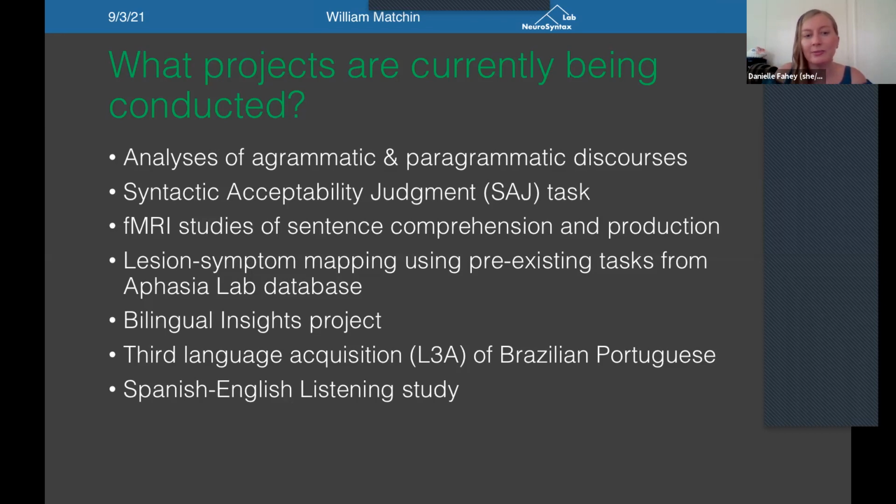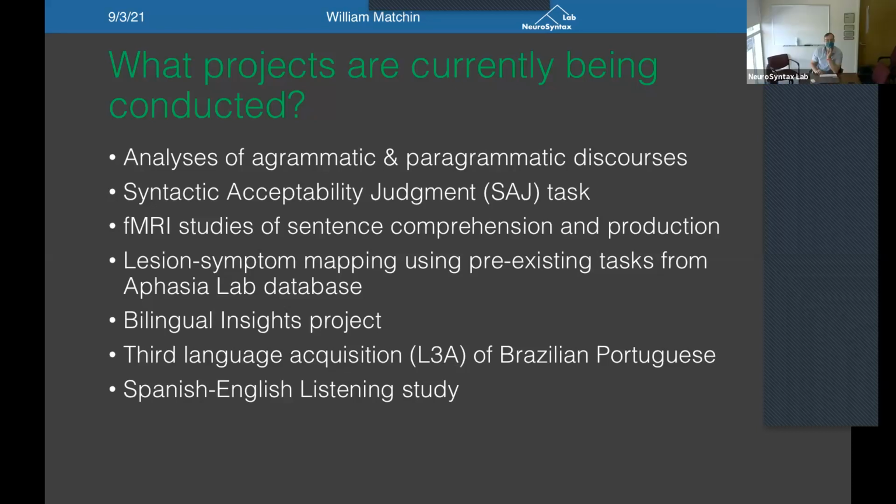And then finally, the Spanish English listening study is kind of related to both of those things in terms of what it's looking at. It's got cognates that overlap at differing levels of pronunciation and grammar between Spanish and English. So people listen to those in the tasks. And those last 2 projects that I was just mentioning are already set up. There is some data already, but we're continuing to recruit people and run subjects in that.